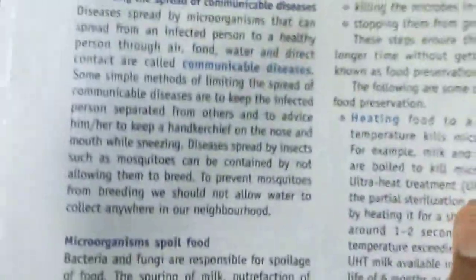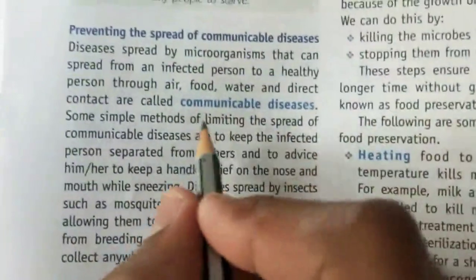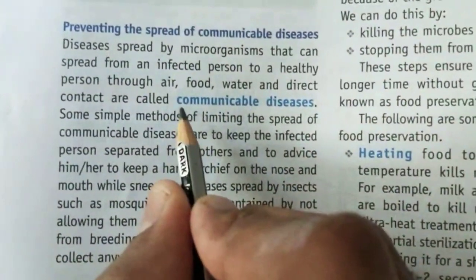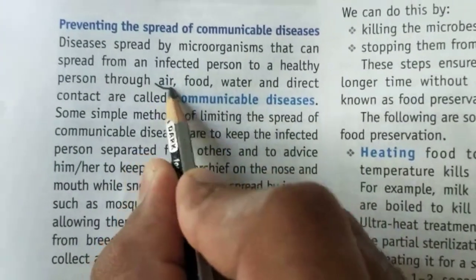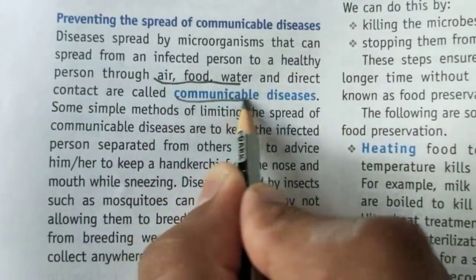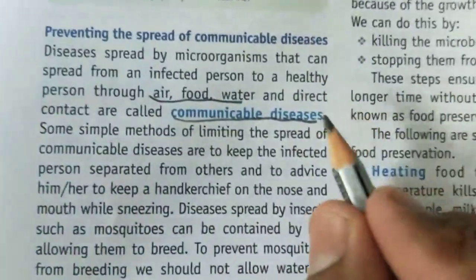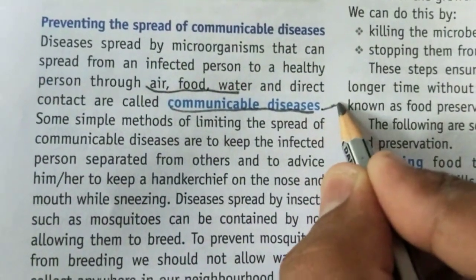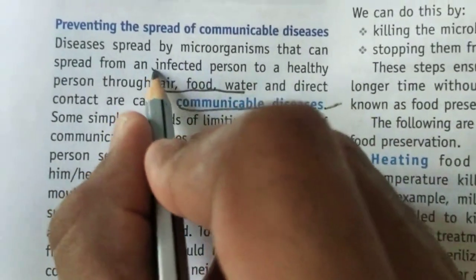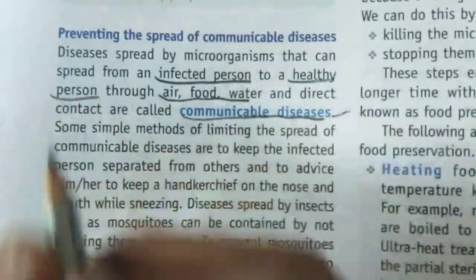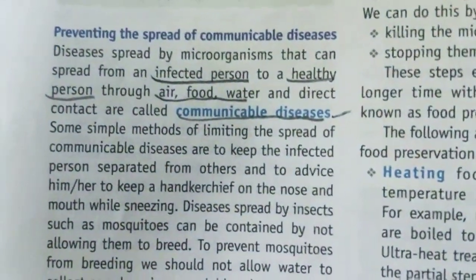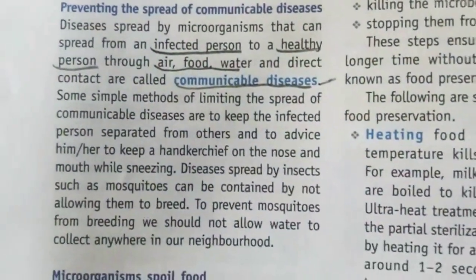So the next topic is, what are communicable diseases? Diseases which can spread from an infected person to a healthy person with the help of air, food and water are known as communicable diseases. Communicable diseases are those diseases that can be spread from an infected person to a healthy person with the help of air, water, food. So these are the concepts.